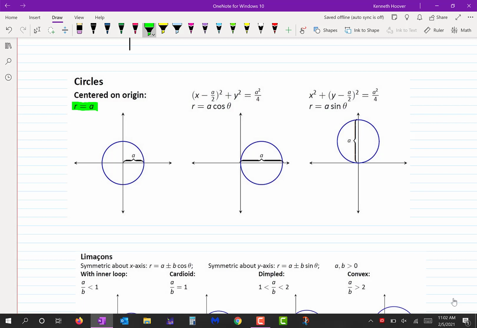You can see over here equations for circles with radius a centered in different places. Okay, and they just get those equations from the corresponding rectangular equation that we technically should already know.